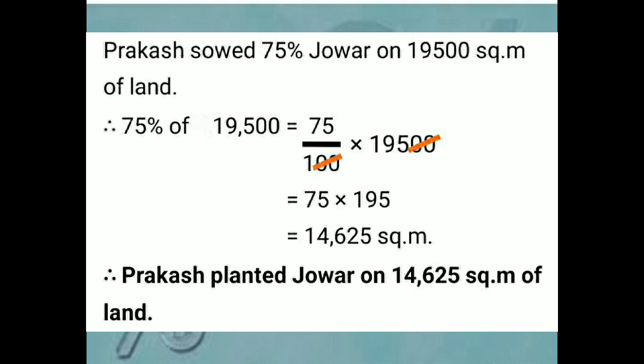So to get started, we will first note down the information that is provided to us, which is the total area of land 19,500 square meter and the percentage of land on which jawar is planted, which is 75%. So 75% of 19,500 will be written as 75 upon 100 multiplied by 19,500, which on further calculation will give us the answer 14,625 square meter. Therefore, Prakash planted jawar on 14,625 square meter of land.